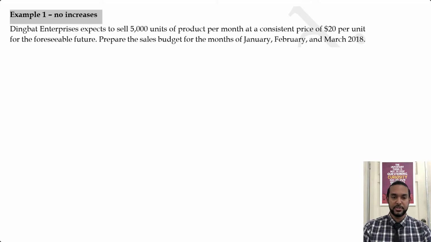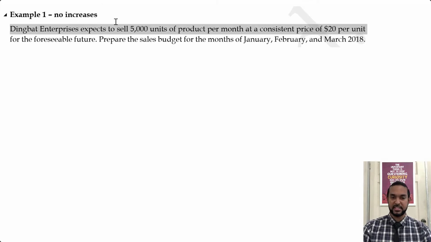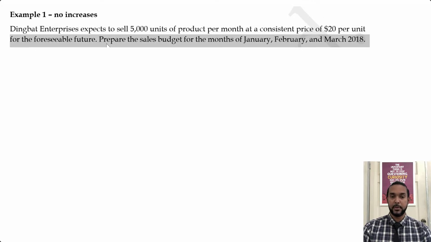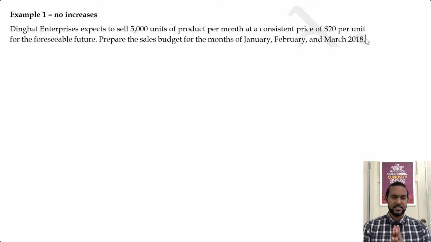Example 1, no increases. We read: Dingbat Enterprises expects to sell 5,000 units of product per month at a consistent price of $20 per unit for the foreseeable future. Prepare the sales budget for the months of January, February, and March 2018. Okay, so what are we doing? A sales budget. What does a sales budget show? The sales in terms of the number of units and the total dollar value of sales revenue earned.